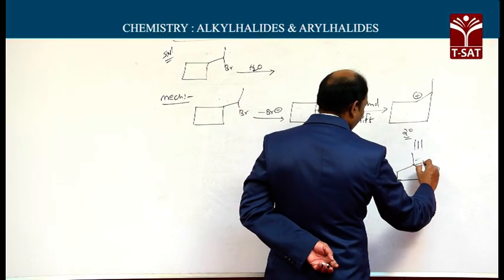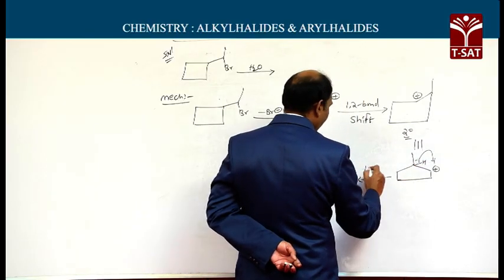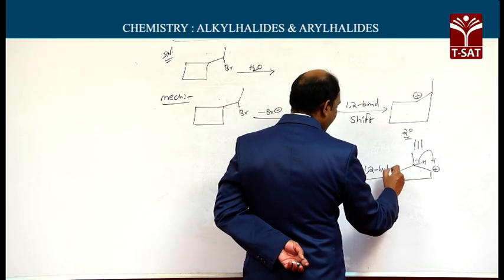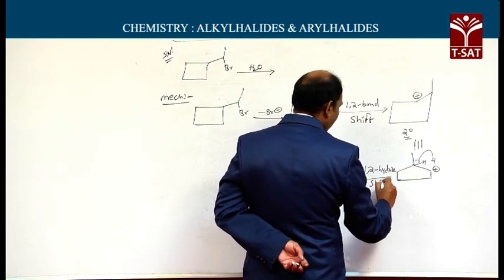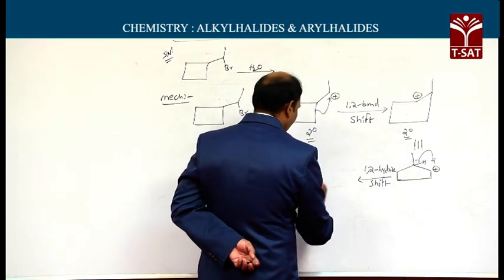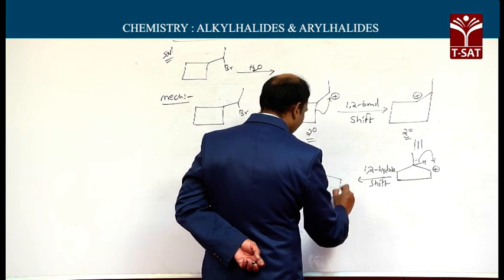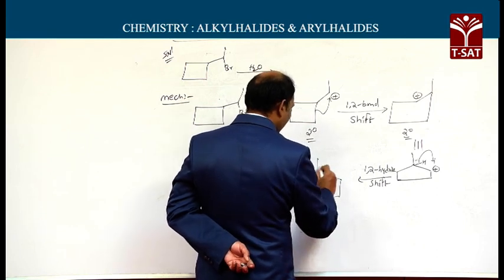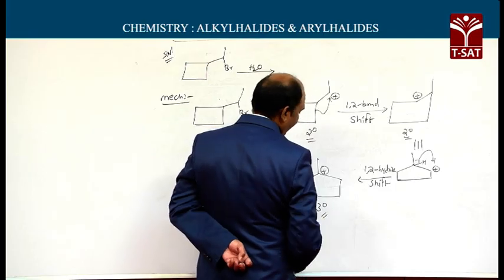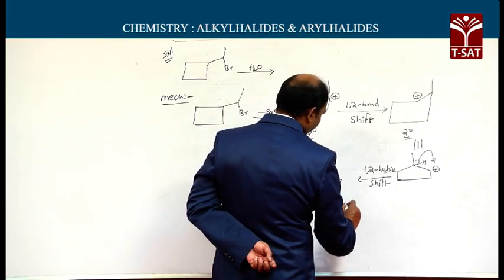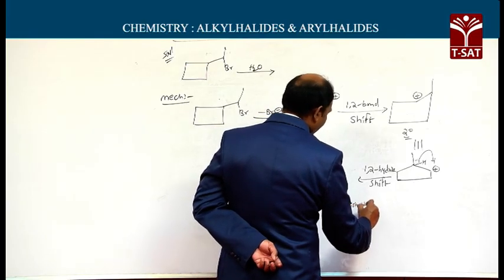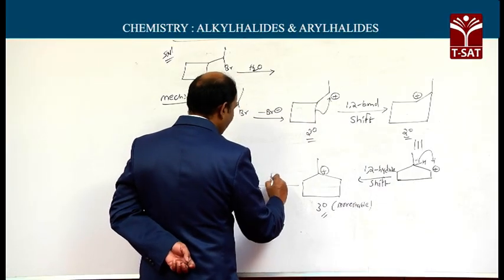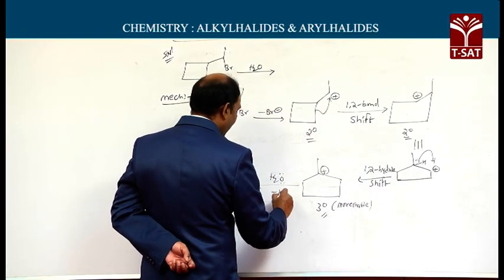Now, a 1,2 hydride shift takes place. If the 1,2 hydride shift takes place, what happens? Here it becomes a tertiary carbocation in a 5-membered ring, therefore the shifting takes place. The next step is attack of the H2O nucleophile, then loss of H plus.